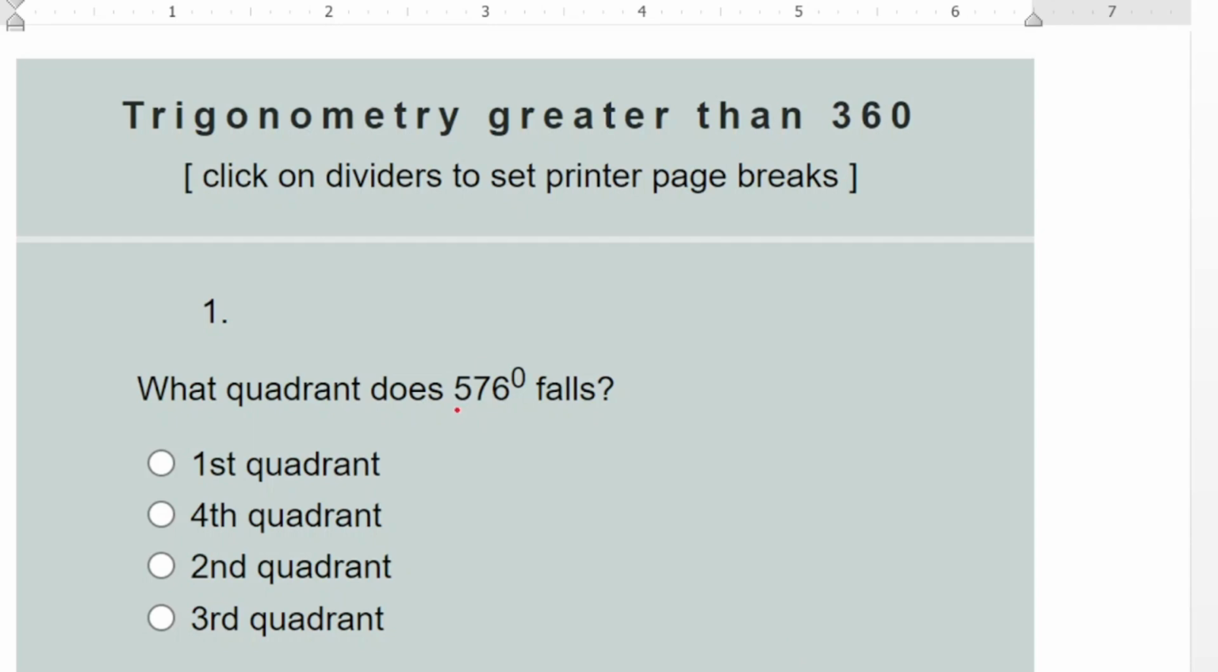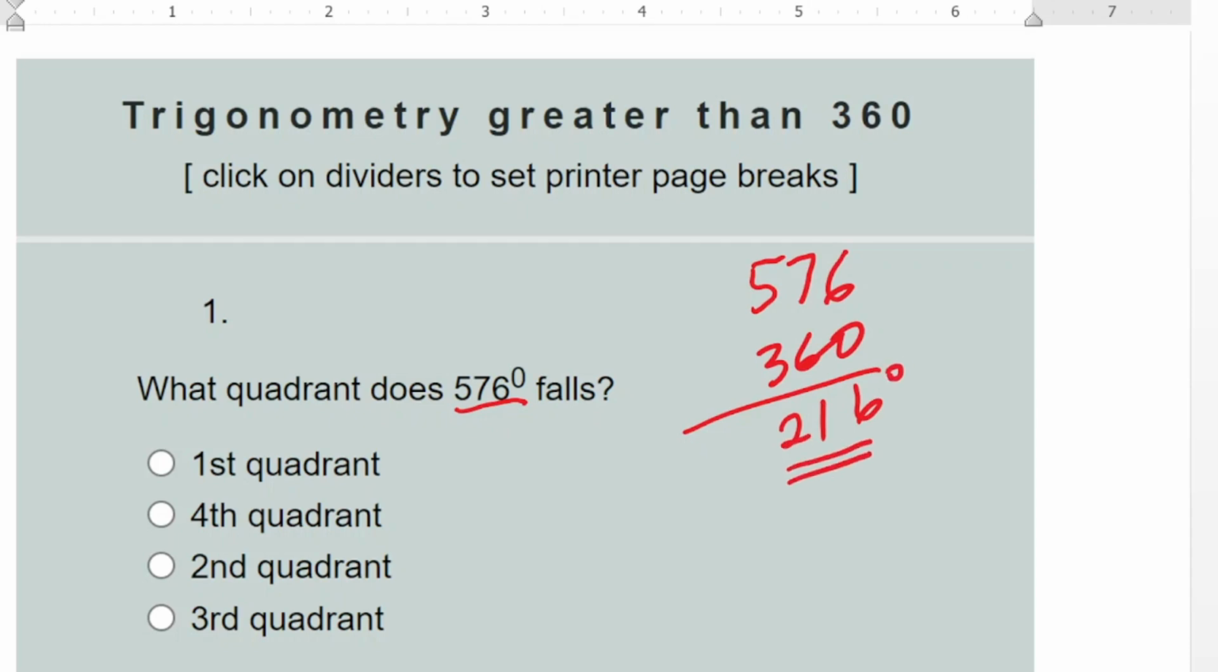So in that case, we look at the multiples of 360 that is less than this. If you divide this by 360, you still get 1, not up to 2. Therefore, we subtract 360 from here. This is going to give us 6, this is 1, that is 216. And 216 falls in which quadrant?